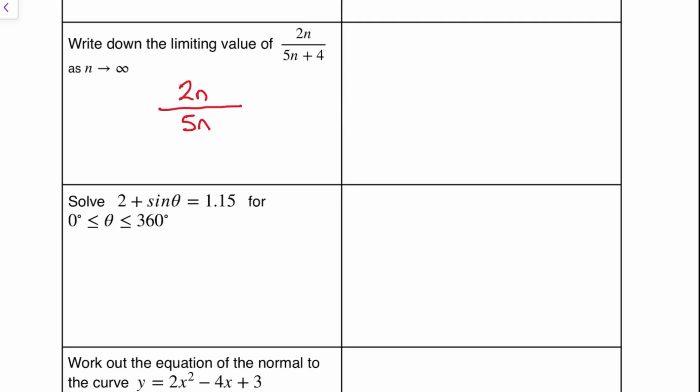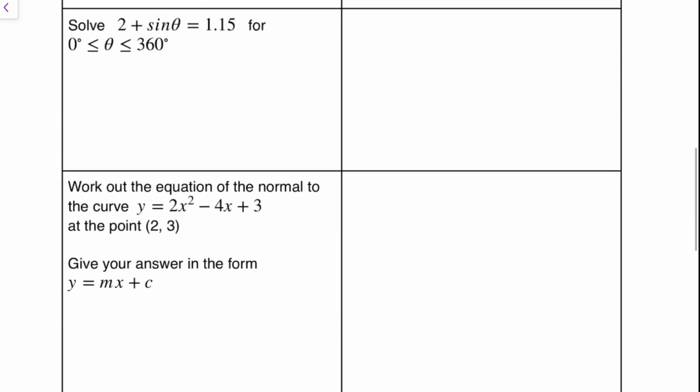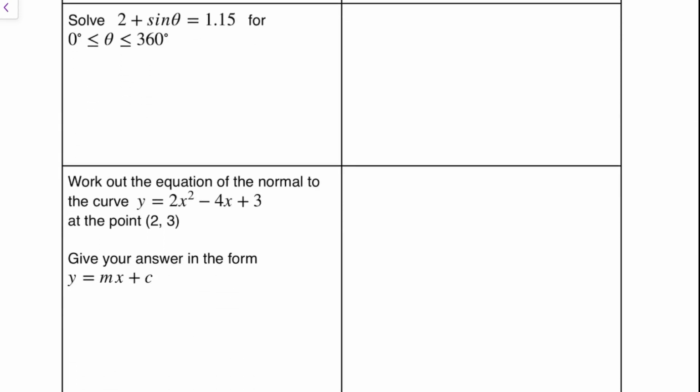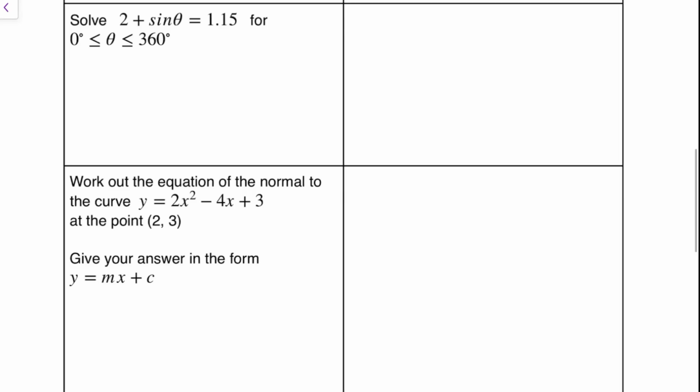So I'm going to approximate this by 2n over 5n. And 2n over 5n means the n's cancel, which gives me 2/5. And I will say, as an aside, if you get your calculator out and put in a very large number, you do get 2/5. It feels like a bit of a fake thing, but it does work. Next question. All right, so we've got a bit of trigonometric solving here, so let's just do that.